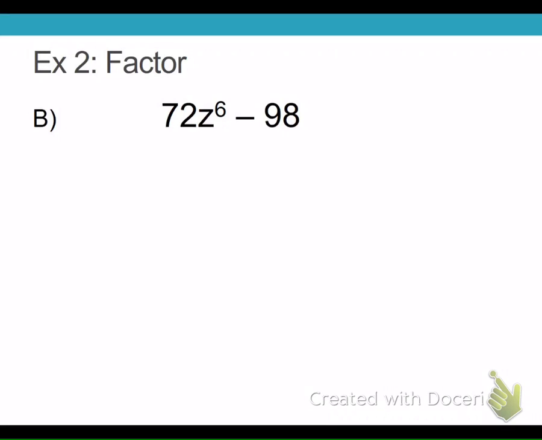Any thoughts as you're writing this one down? 12 is the greatest common factor. I don't think 12 goes into 98. Yeah, 12 doesn't go into 98. You can list the factors of each of these. The biggest number they have in common is actually just going to be a 2.